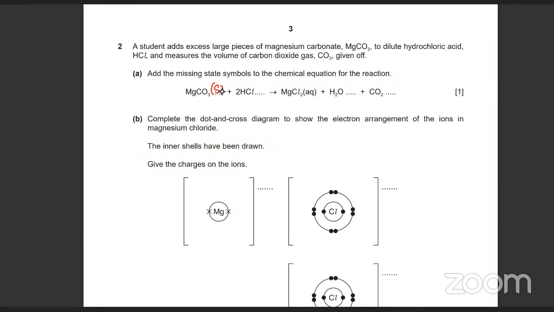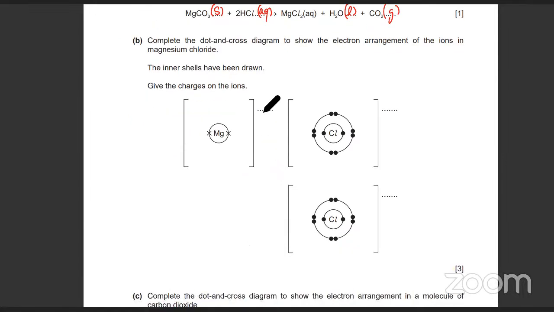What's the state of HCl? Aqueous. Okay, that's aqueous. What's the state of water? Liquid. And CO2? Gas. Okay, what is the charge of Mg in group 2? Like, what is the charge of a group 2 ion?